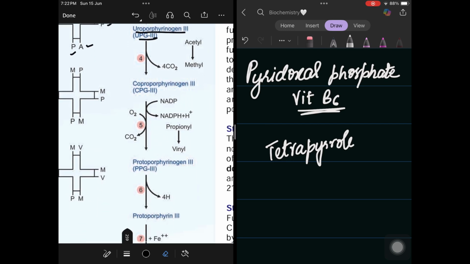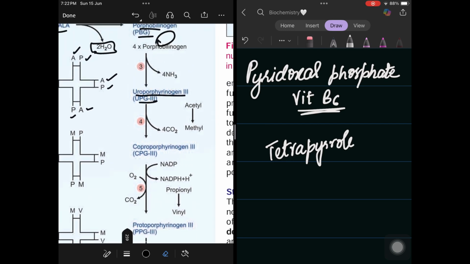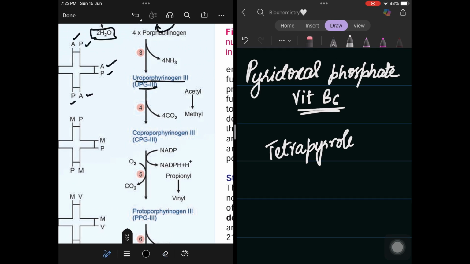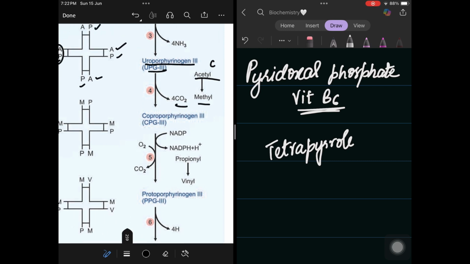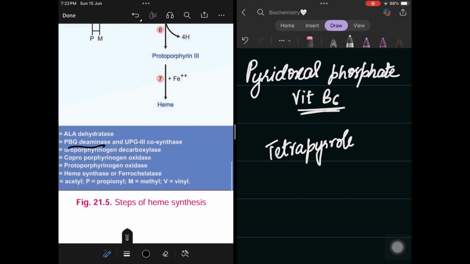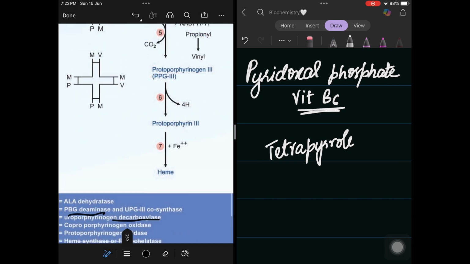Moving on, from UPG3, we remove 4 CO2. Right, so all the acetyl has CO2, if you remember. It's like acetic acid. Think acetic acid. All the acetyls are converted into methyl. 4 CO2 is removed, and we have coproporphyrinogen 3. And I can already tell this is probably a decarboxylase. Yes, UPG decarboxylase.